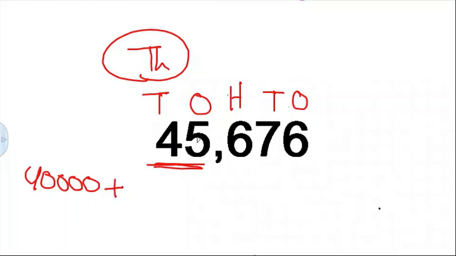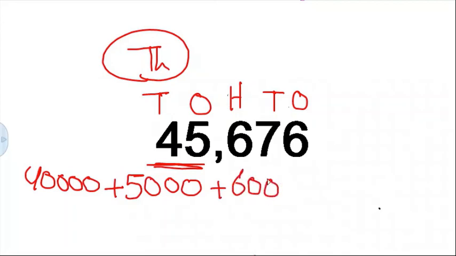What is the value of 5? 5 in the 1,000s. 1,000s mean 5,000. So 5 with 3 zeros plus 600. So 6 with how many zeros? 2 zeros. Okay, plus 7 tens. 7 tens mean 70. So 7 with just 1 zero plus 6 ones. We write it without any zeros. The value of any digit in the ones is the same digit. So this is the expanded form.